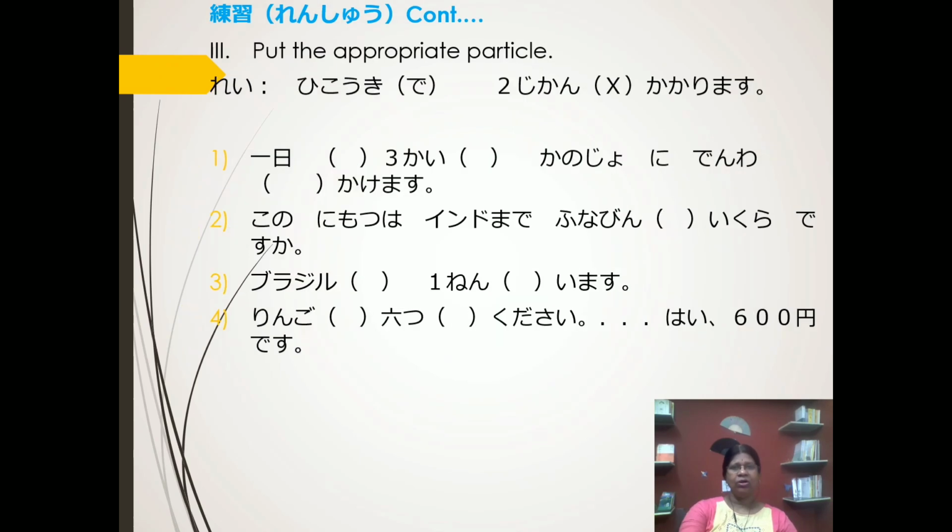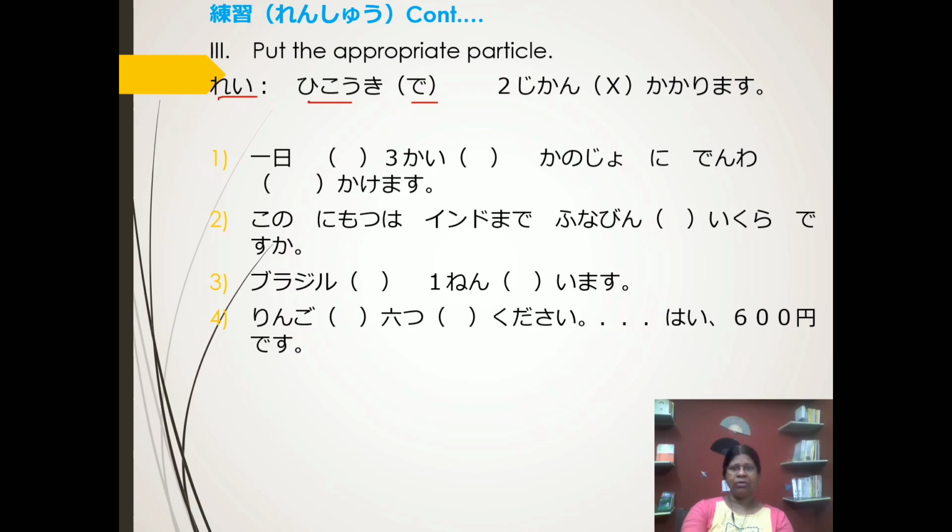Next, put the appropriate particle. Example is given over here. We learned so many particles till now. So use all those particles wherever required. Example sentence. Hikoki de 2 時間かかります. Hikoki de we already learned in lesson 5. A vehicle takes the de particle when it is used as transportation.